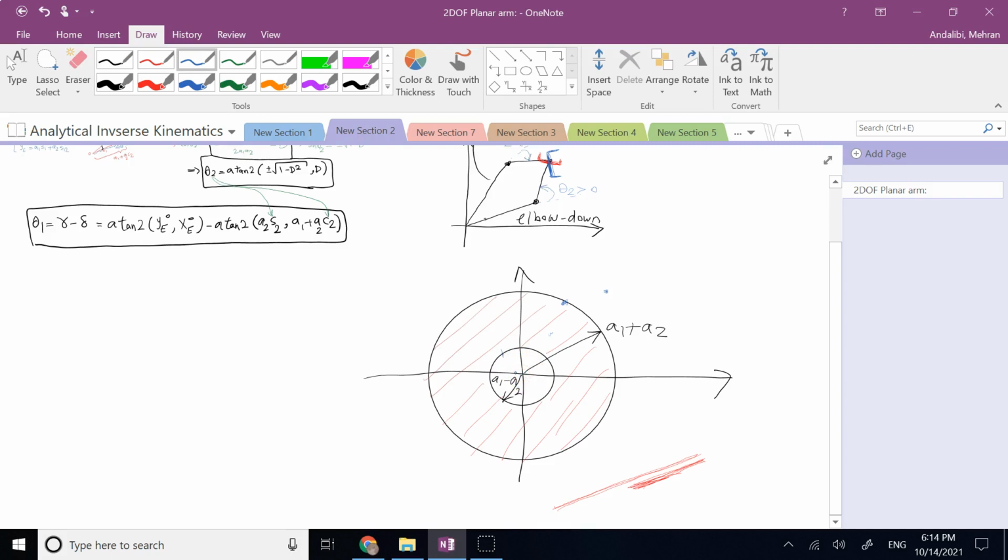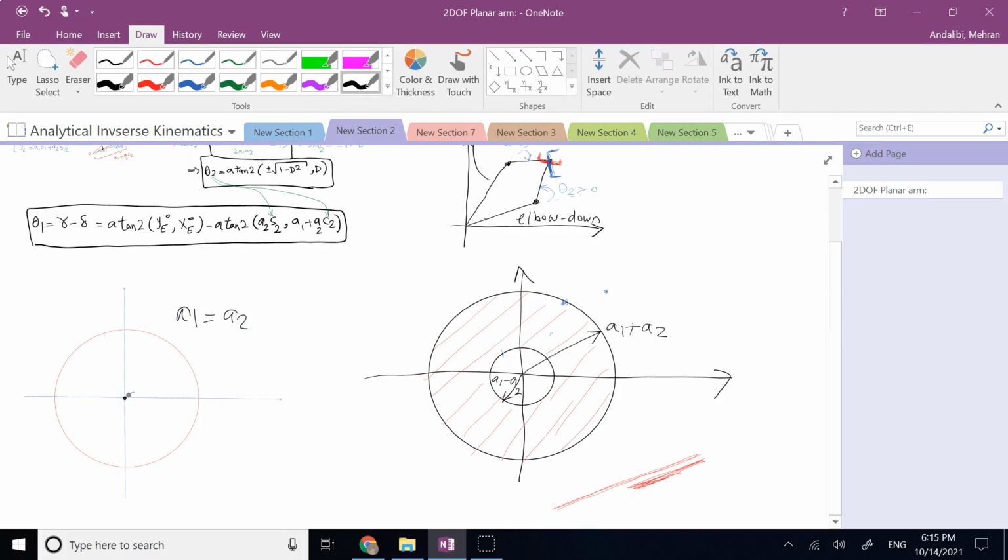Okay, so let me show you that. If A1 is equal to A2 and the point you want to reach is the origin, then what's going to happen? So here is one of your axes. This is the other axis. And here I have the workspace, which, as I said, is a circle centered at origin. A1 is equal to A2, and you want to reach origin.